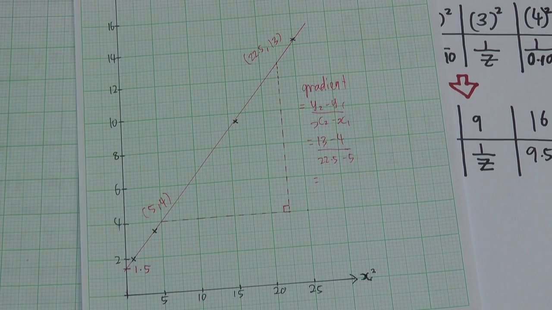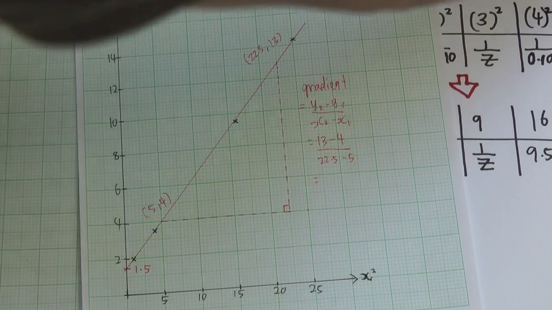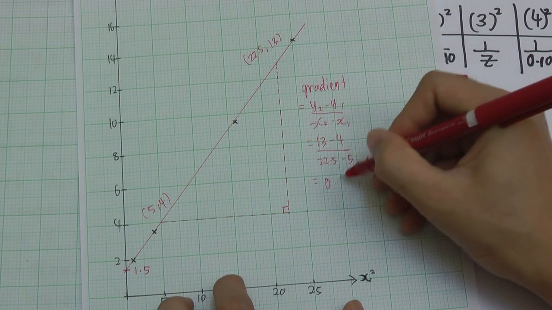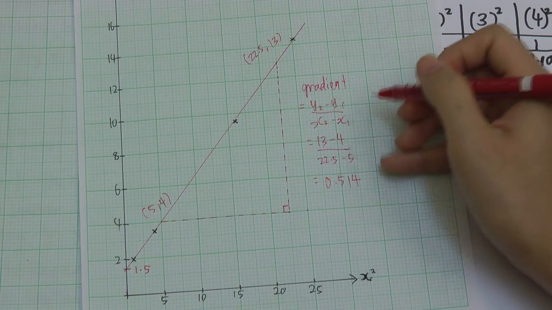Yes, where is my calculator? Oh yeah, my calculator is over here. This is so messy. Right, so I just do 13 minus 4, divided by 22.5 minus 5. Put a bracket when you do divide. Alright, so I get my gradient is 0.514. I always leave 3 significant figures if possible.